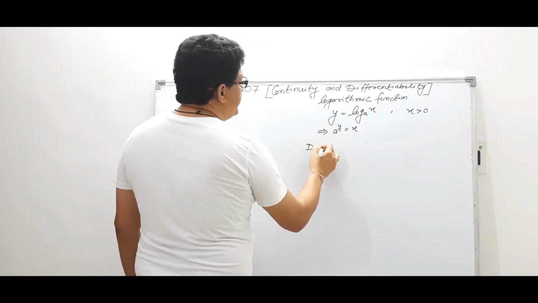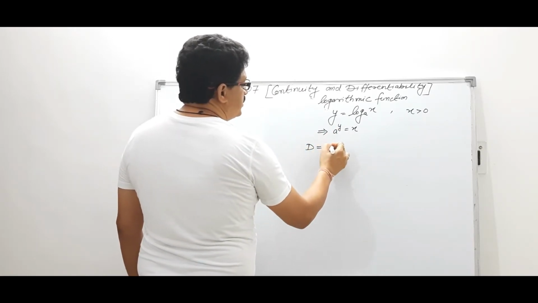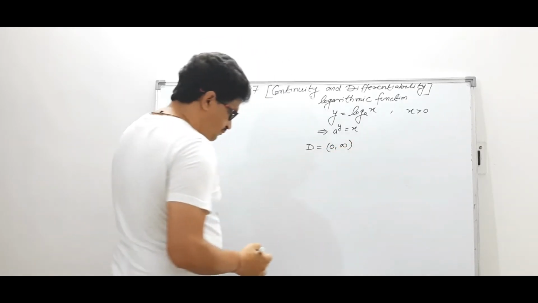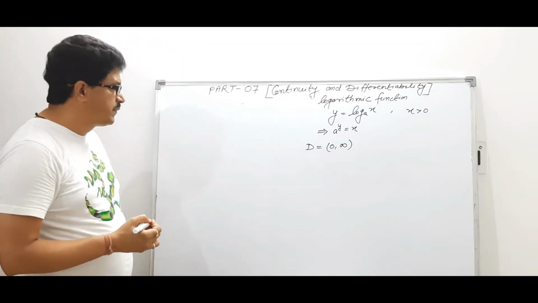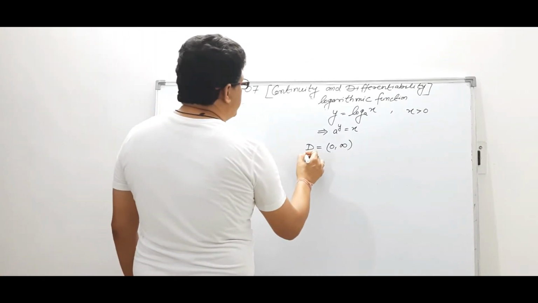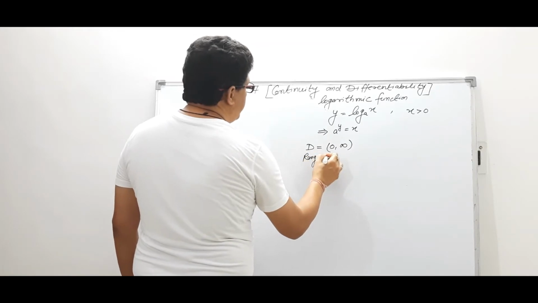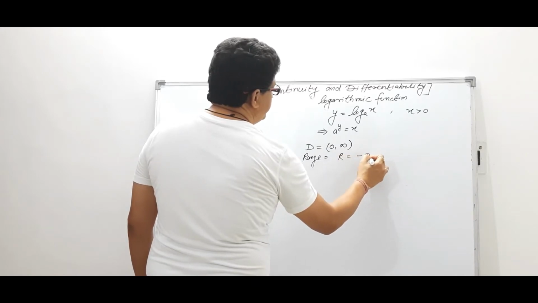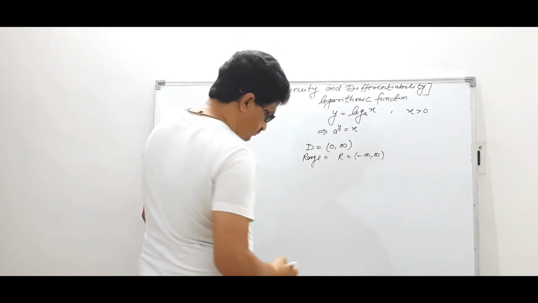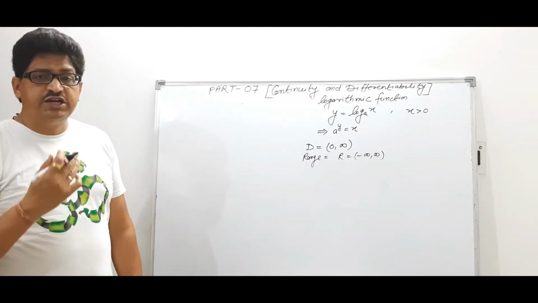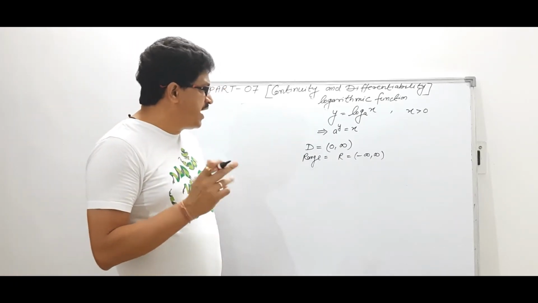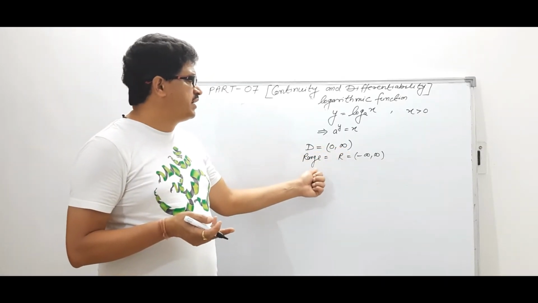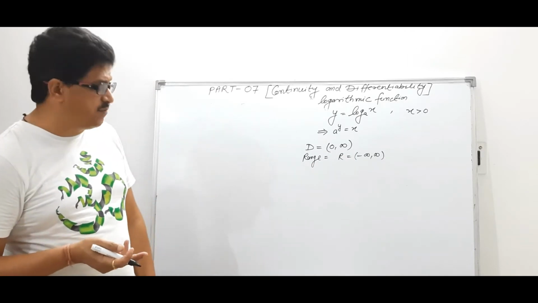Domain of this function is 0 to infinity. And range of the logarithm function is R, minus infinity to infinity. log x की वैल्यू पॉजिटिव नेगेटिव कुछ भी हो सकती है, बट x जो है वो पॉजिटिव होगा, ग्रेटर देन 0 होगा. तो डोमेन इसकी 0 टू इंफिनिटी है, रेंज है माइनस इंफिनिटी टू इंफिनिटी, रियल नंबर.